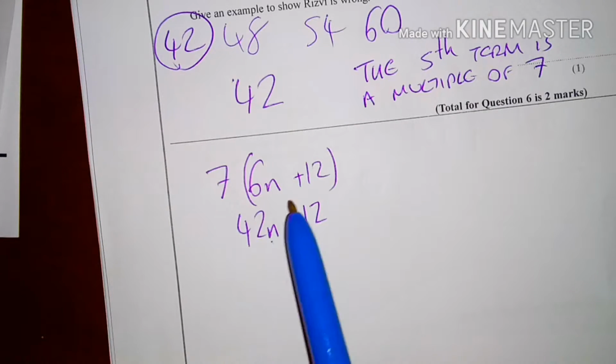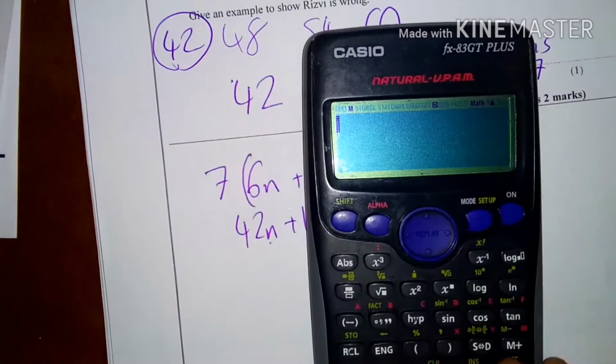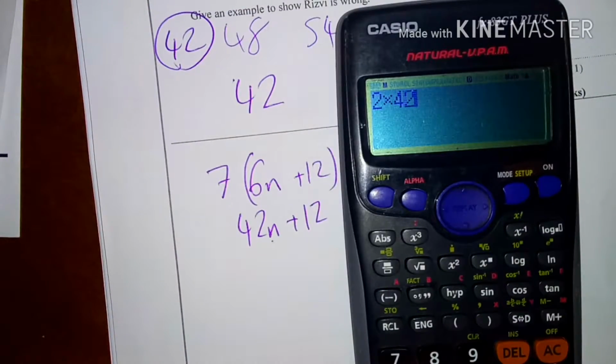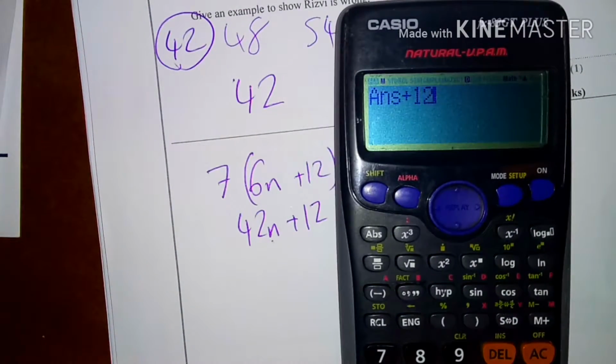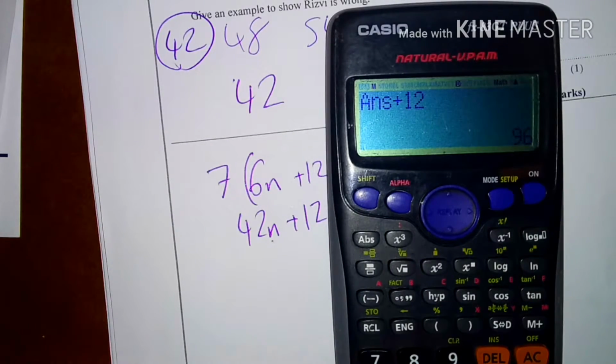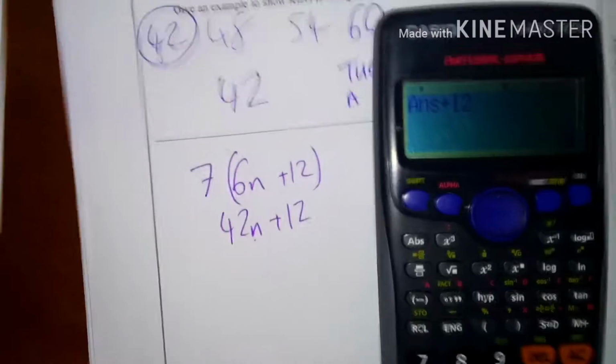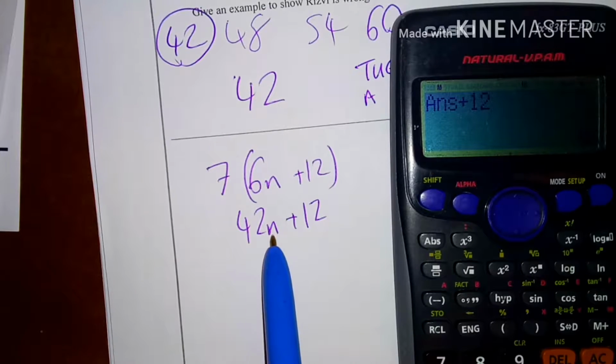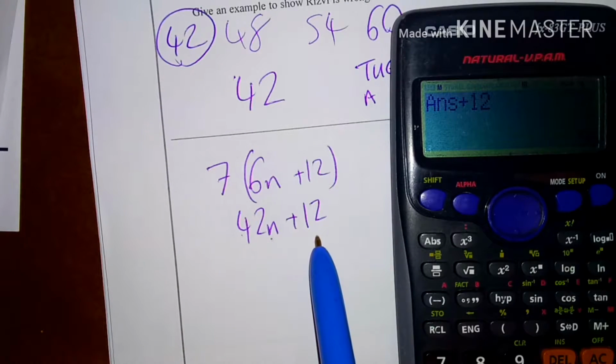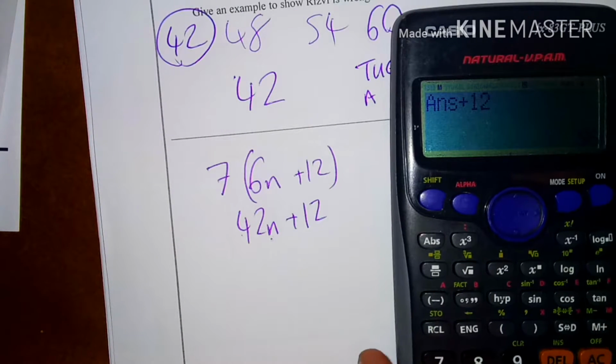So if I put 1 in, I'd actually get 42. If I put 2 in, I'll do 2 times 42 plus 12, which is 96, which is also a 7 times table that's in the sequence. So your statement really is that all numbers that are times by 42 and then add 12 will be in the sequence and is a multiple of 7.